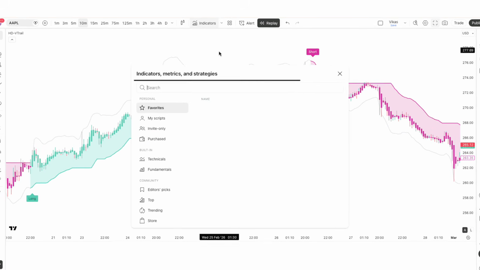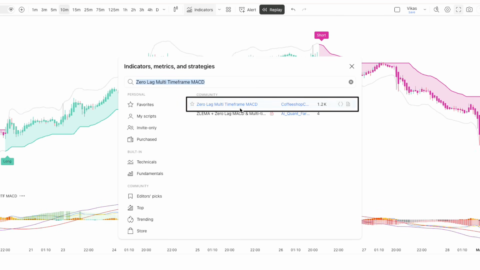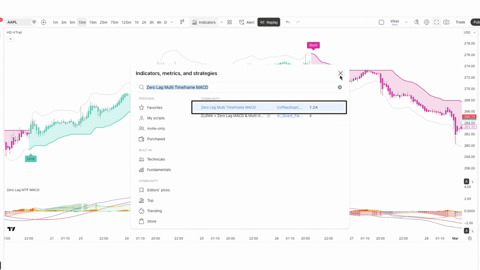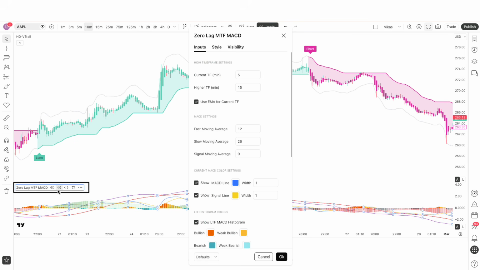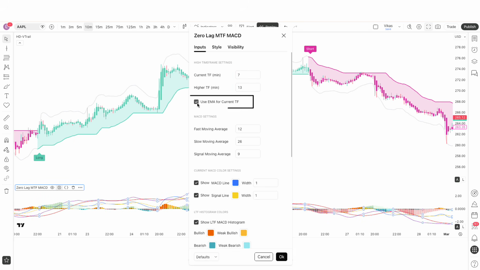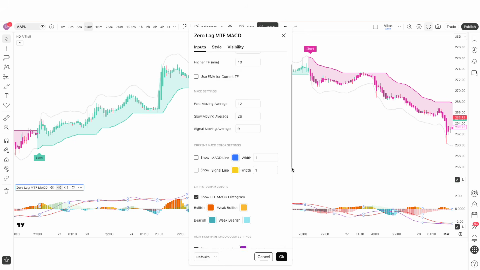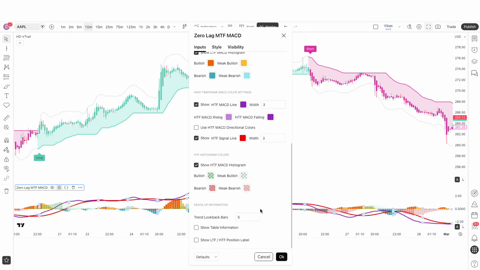Let's go to the Indicator Search tab, search Zero Lag Multi-Time Frame MACD, and select this one called Zero Lag Multi-Time Frame MACD, created by Coffee Shop. Now let's access the settings of this indicator so we can modify it to suit our strategy. We change current TF 5 to 7, and after that change higher TF 15 to 13, we have to keep these options hidden. And after that change width 1 to 3, and here everything is fine after that, click OK.